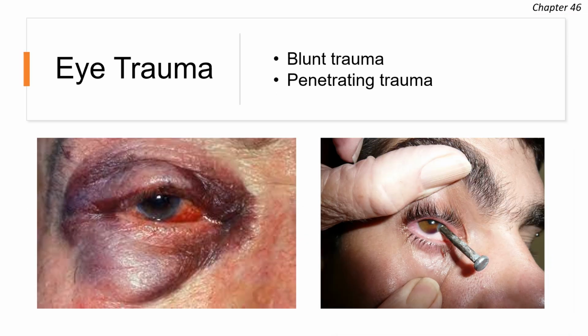So these are categorized into two groups, blunt trauma and penetrating trauma. Blunt is on the left and penetrating is on the right. This can happen to anybody. It can happen to kids, adults, the elderly, and it's usually preventable. So this is something we want to encourage people to take care of their eyes to prevent these types of eye injuries.